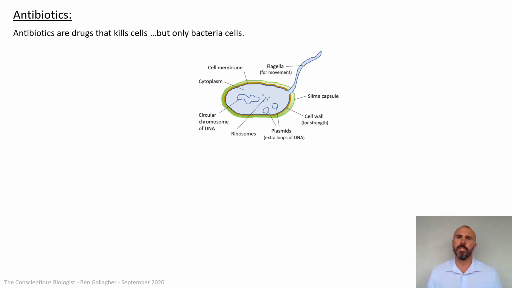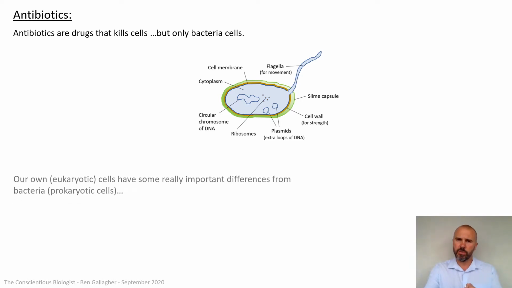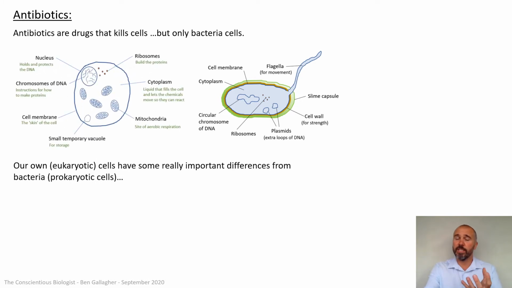Now, looking at that cell though, you'll see a few characteristics on it that are definitely very different to our own eukaryotic cells. So we can target those differences with antibiotics. So if you just compare the two that I've put up there, there's some really obvious features that one has that the other one doesn't. Now think, not all bacteria have a flagella, so we couldn't target that. But pretty much all bacteria have a cell wall. So we could use antibiotics that target the cell wall.